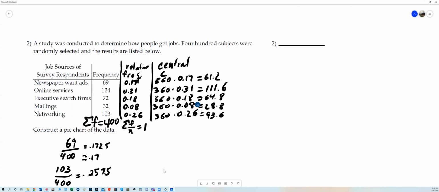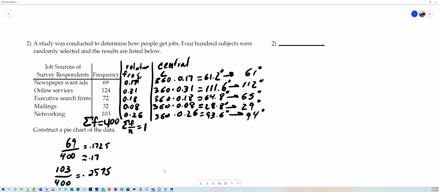And if I were drawing this, I would not use those angles. I would actually just round them. Like 61.2 would be 61 degrees. The next one would be 112 degrees. The next one would be 65 degrees. The next one after that, 29 degrees. And the next one after that, 94 degrees.